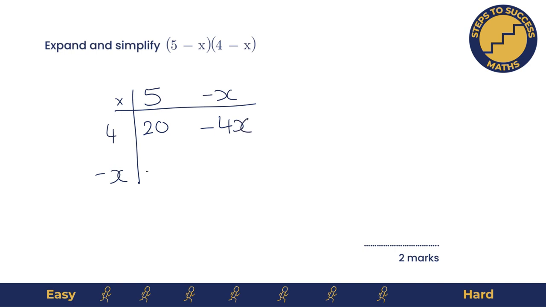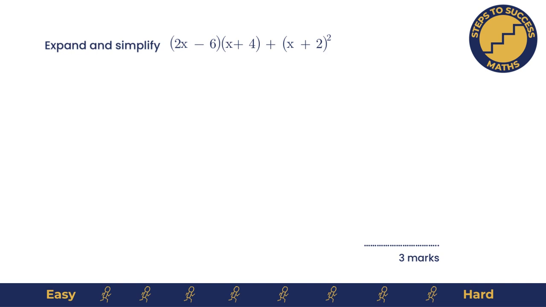Negative x times 5 is negative 5x. And negative x times negative x, remember a negative times a negative is a positive, and x times x is x squared. And now we're going to tidy up. So we've got 20, then we've got minus 4x and minus 5x, so minus 9x, and then we've got plus x squared. It doesn't matter, it's written a different order, it's still correct.